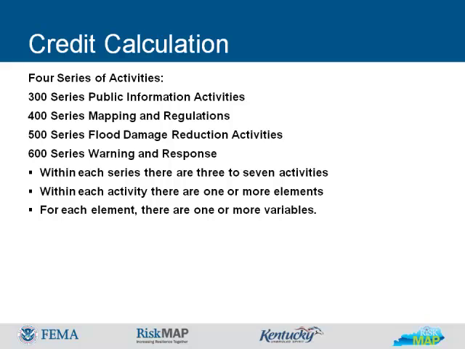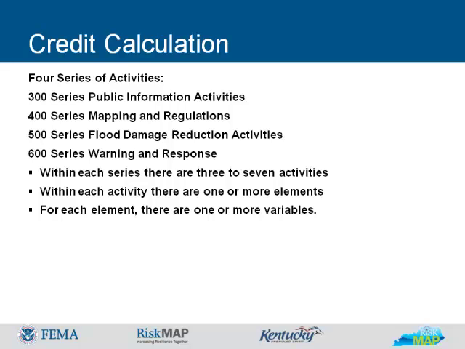The CRS activities are divided into 4 series. 300 series are public information activities. 400 series are mapping and regulations. 500 series are flood damage reduction activities. And 600 series are warning and response. These series are the subject of the 4 main sections of the Coordinator's Manual and recognize community efforts to inform the public, prevent future flood damage, address existing flood problems, and prepare for flood emergencies.